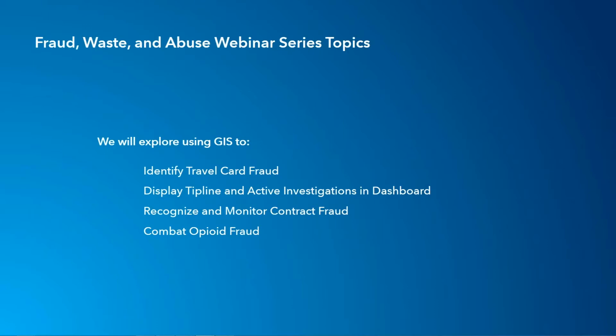The first three that we're going to cover: identifying travel card fraud, displaying tip line and active investigations in dashboards, and recognizing and monitoring contract fraud, we have found to be completely cross-cutting workflows among OIG agencies, as well as at the federal, state, and local levels. The final topic, combating opioid fraud by finding fraudulent physicians and pharmacies, has been one of the most imperative missions recently in response to the opioid epidemic plaguing our communities.